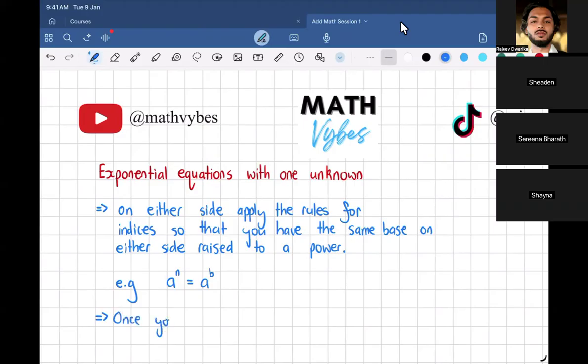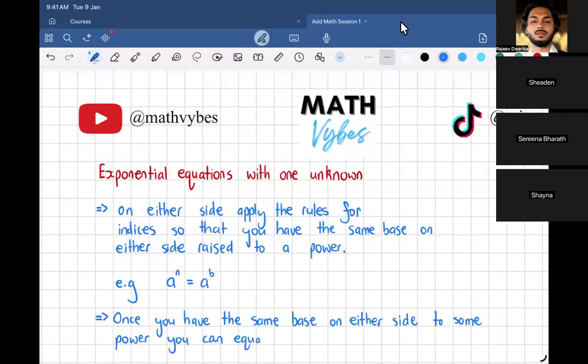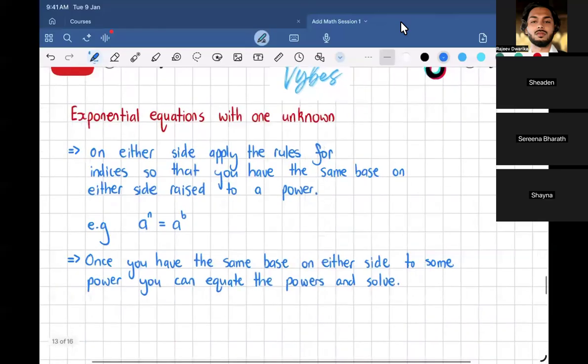Once you have the same base on either side to some power, you can equate the powers and solve. So as soon as you guys have this copied down, let me know and we can move on.